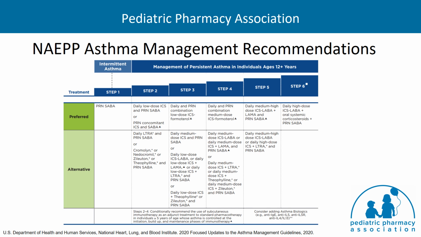Finally, for those older than 12 years of age, the panel made the same recommendations for the use of inhaled corticosteroid formoterol and immunotherapy as we saw in the previous age group. Additionally, the panel recommended to add a long-acting muscarinic agent to the inhaled corticosteroid formoterol therapy in patients with uncontrolled asthma in step 5.